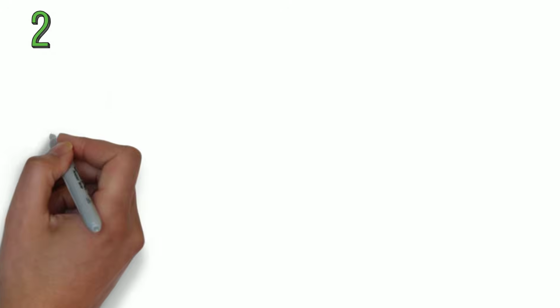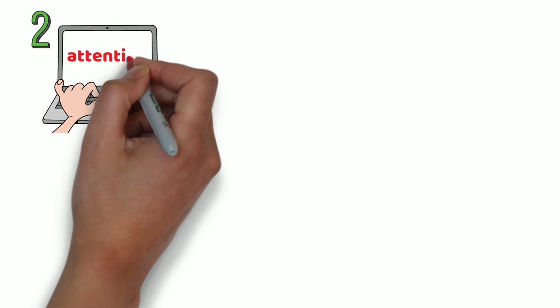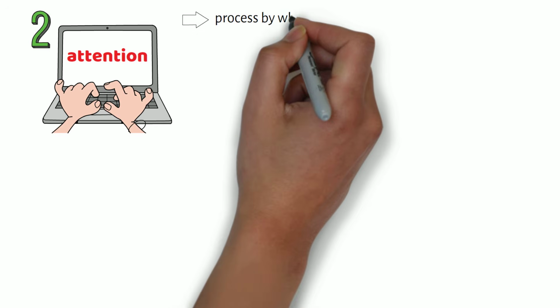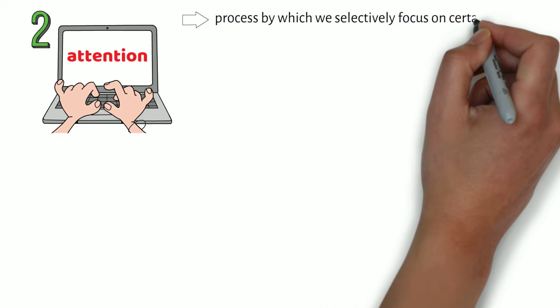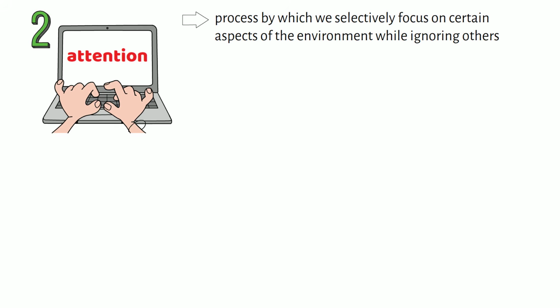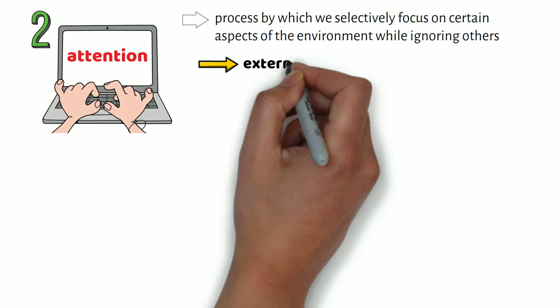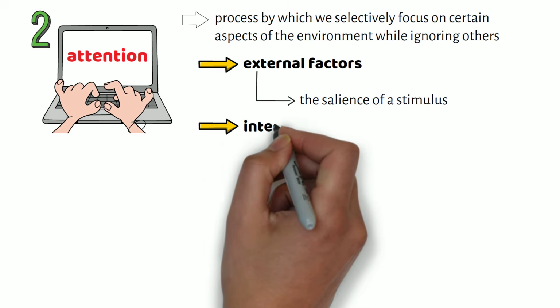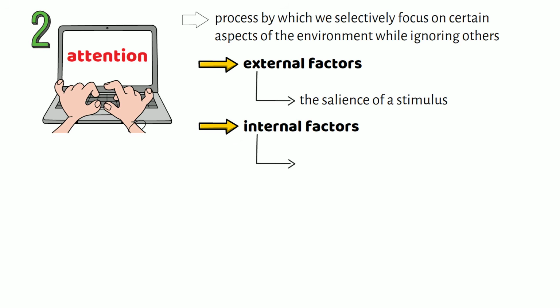The next stage of information processing is attention. Attention is the process by which we selectively focus on certain aspects of the environment while ignoring others. Attention is influenced by both external factors, for example, the salience of a stimulus, and internal factors, for example, goals and expectations.